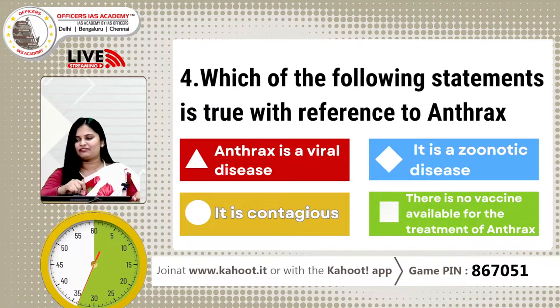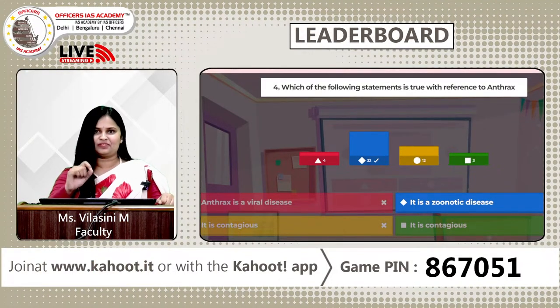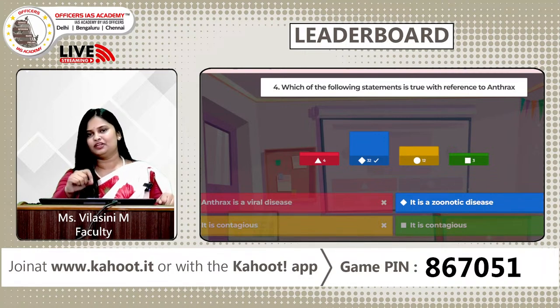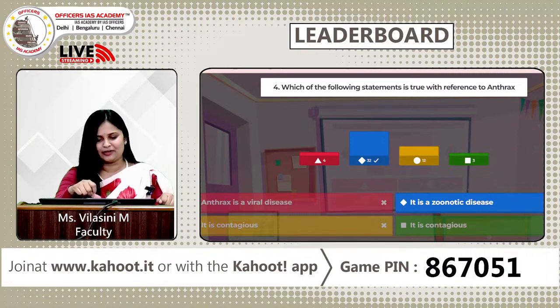So most of you have given option B, it is a zoonotic disease. And yes, this statement is true. So let us understand a few things about anthrax. Anthrax is basically a bacterial disease which is caused by a bacteria called Bacillus anthracis, and this bacteria is also regarded as a rod-shaped bacteria. So statement 1 is definitely incorrect.